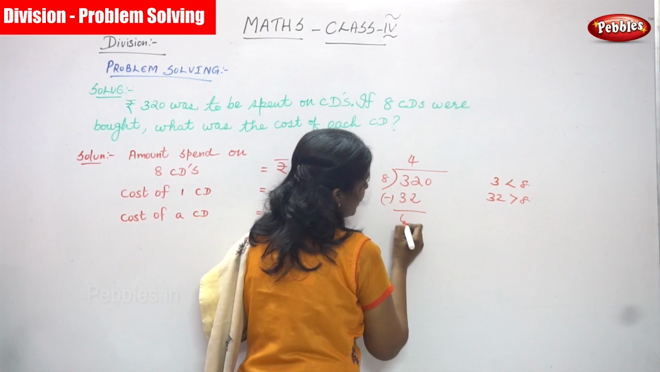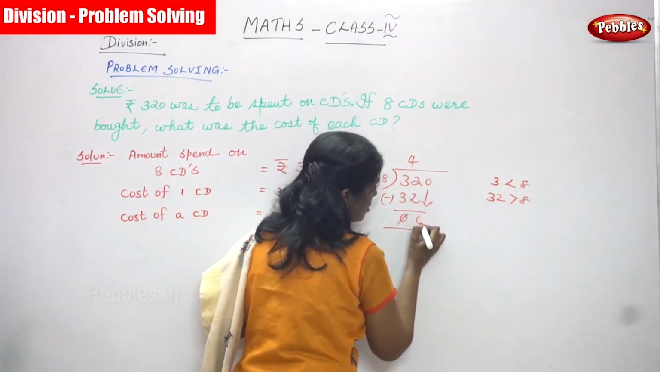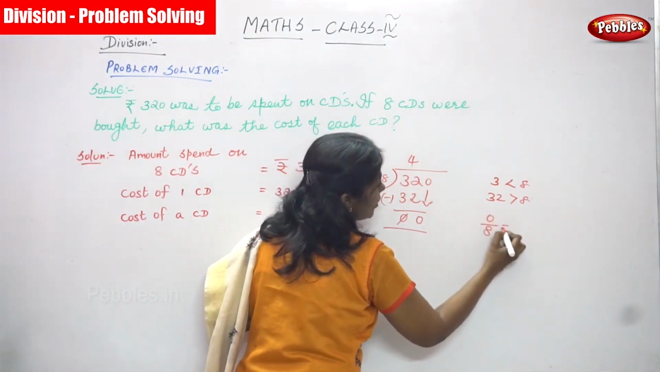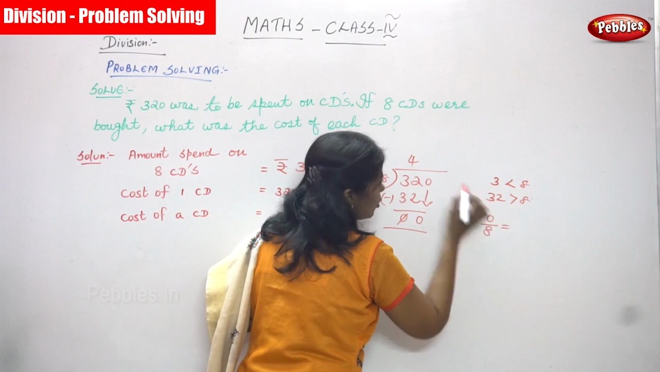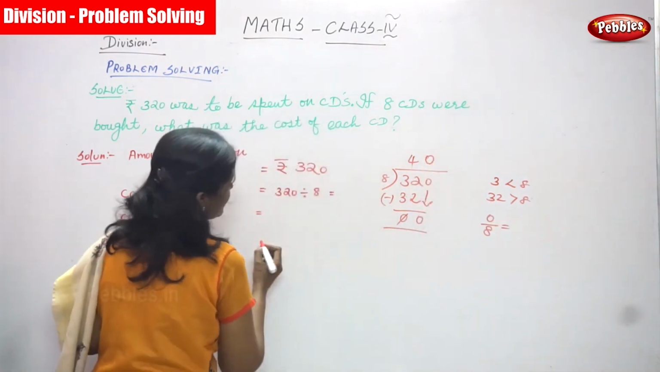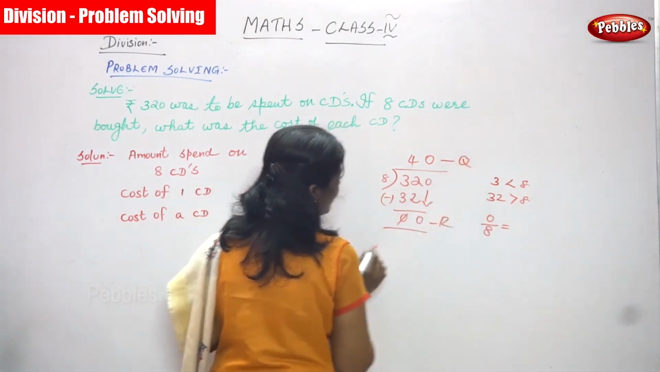32 minus 32, you get 0. After that, you have to bring down the 0. I've told you already, 0 divided by 8 gives a quotient of 0. So you have to put 0 here. So what is the answer? This is the quotient and this is the remainder.